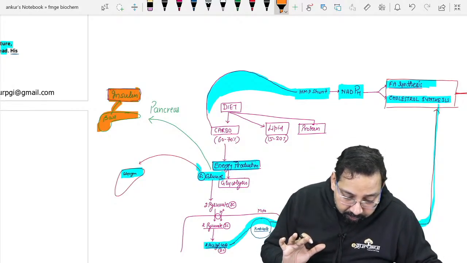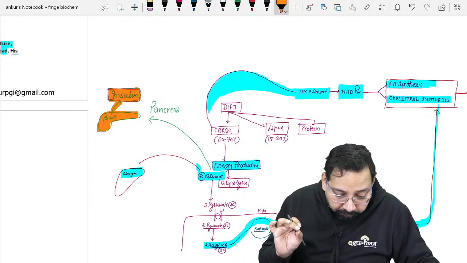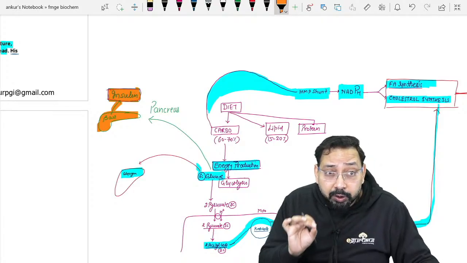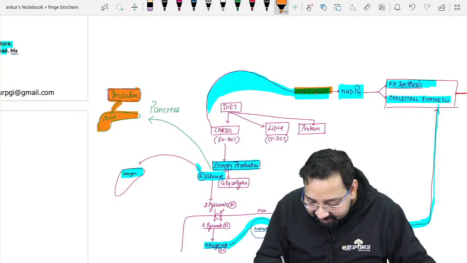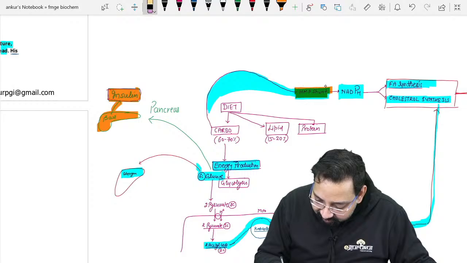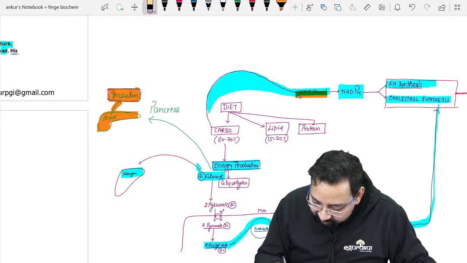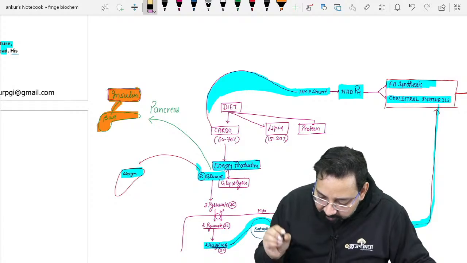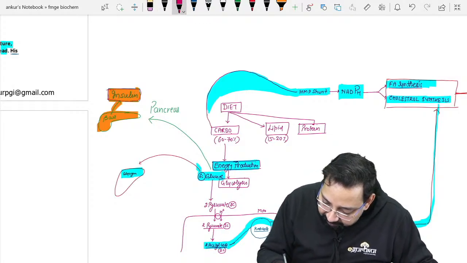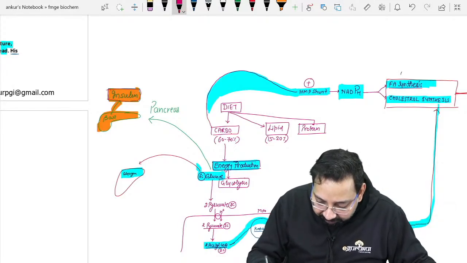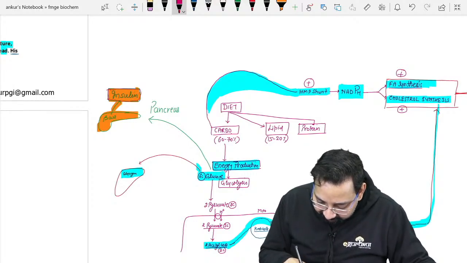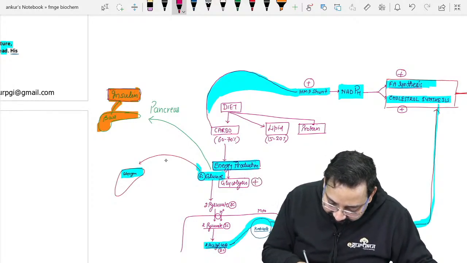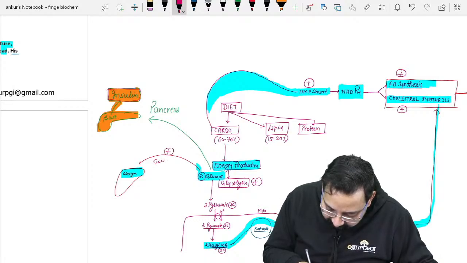Again I repeat, insulin activates all the pathways. It activates HMP shunt, it activates fatty acid synthesis, it activates cholesterol synthesis, it activates glycolysis, it activates glycogen synthesis.